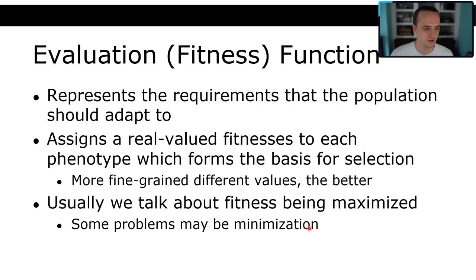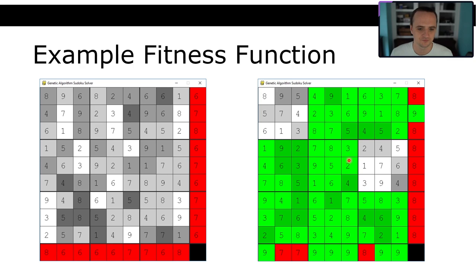So here's an example fitness function. Let's say we wanted to do Sudoku. One thing we could do, let's generate a random board over here. And what we can do is maybe say something like, the fitness is how many unique values appear in the rows and columns.